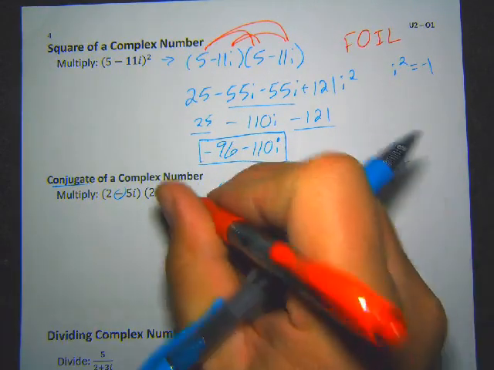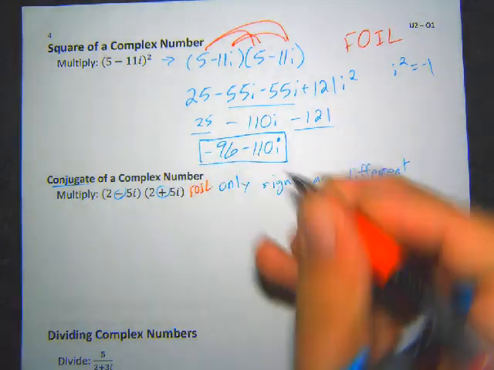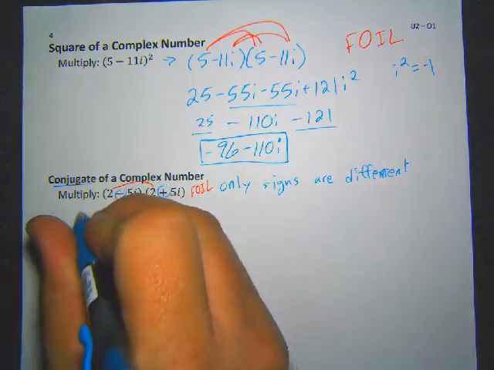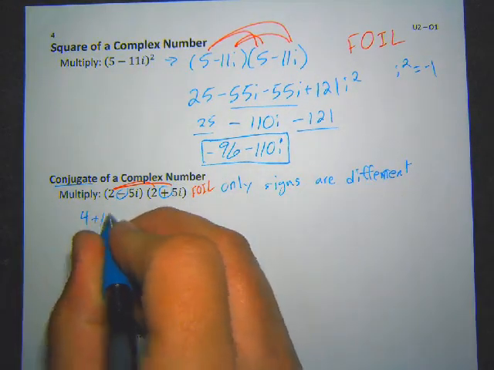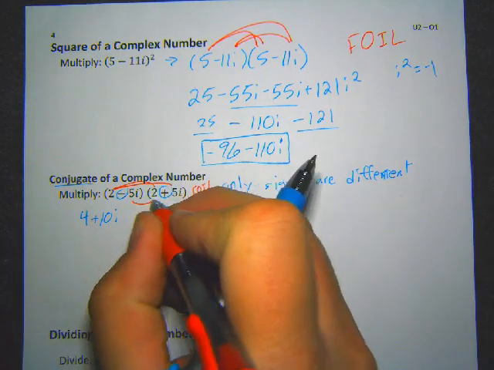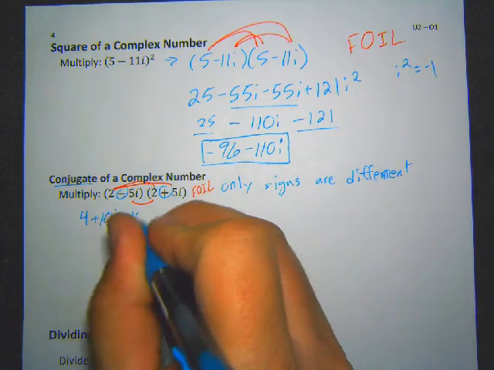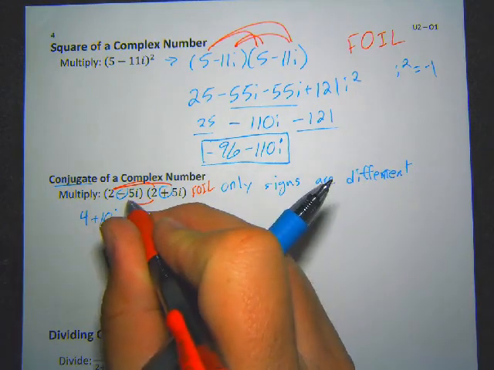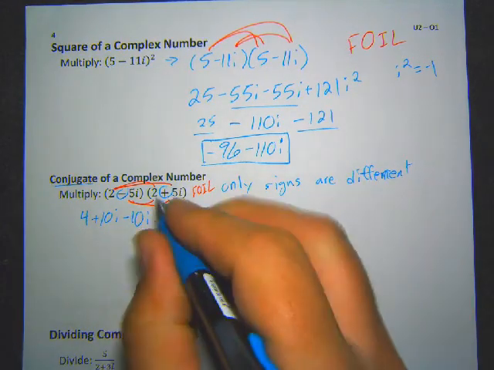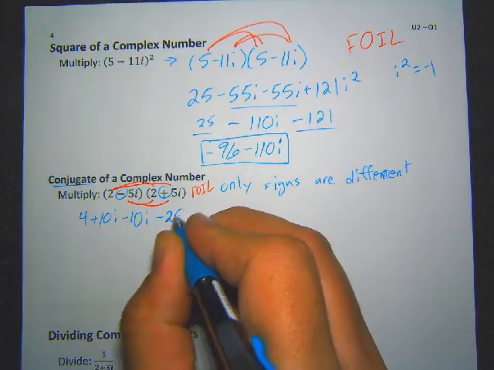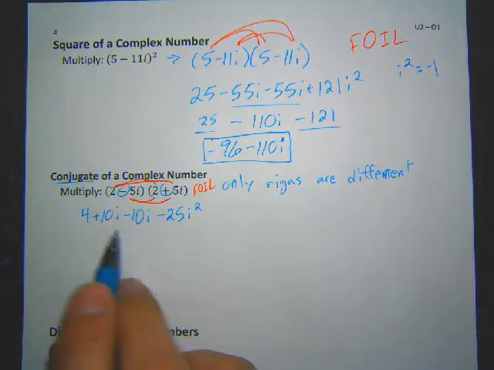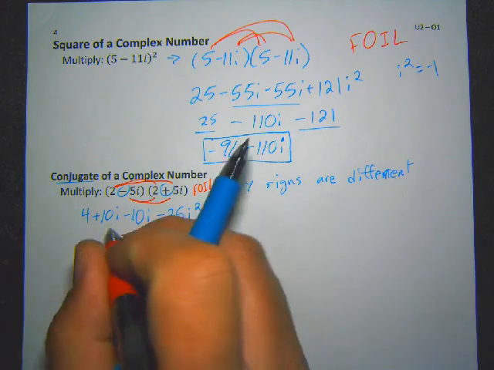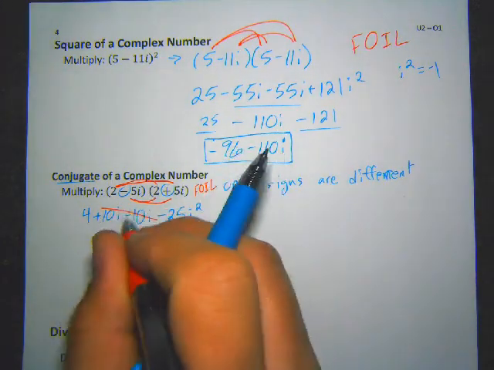Now you do this with FOIL still, so I'm going to go ahead and still FOIL this. I do 2 times 2, and I get 4. Do my outside, I do 2 times positive 5i, and I get a positive 10i. Do my inside, negative 5i times 2, I got a negative 10i. And then we do the last, negative 5 times positive 5. Well, negative times a positive is a negative. 5 times 5 is 25, and i times i is i squared. And you notice that when you do this, the middle two terms are opposites, right? Positive 10, negative 10, of course they're going to cancel. They add up to 0.